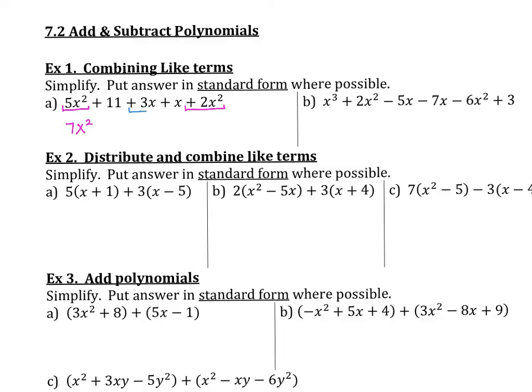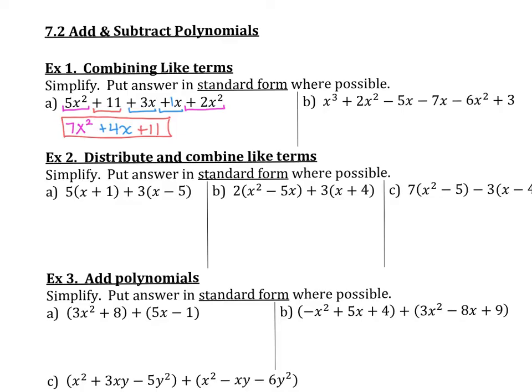Here's an x. I have 3x plus x. So 3x plus 1x is positive 4x. Okay, what am I left with? And then I just have this plus 11. Okay, this is my final answer. I combined all the like terms. This is in standard form because it goes from the highest exponent to 1 to no exponent, standard form.